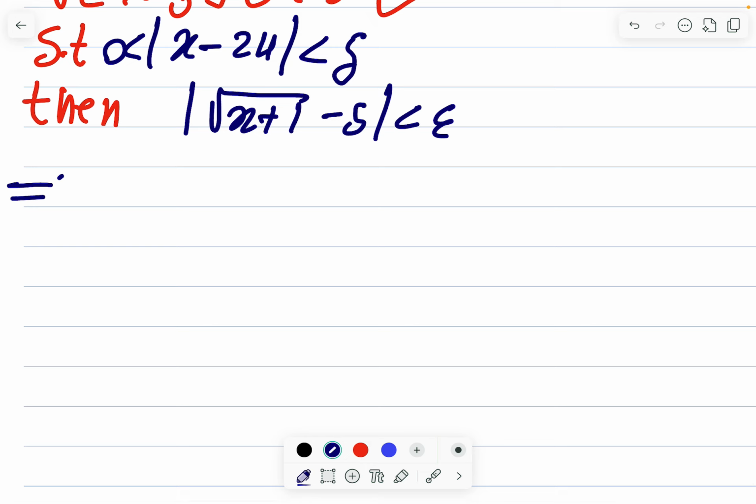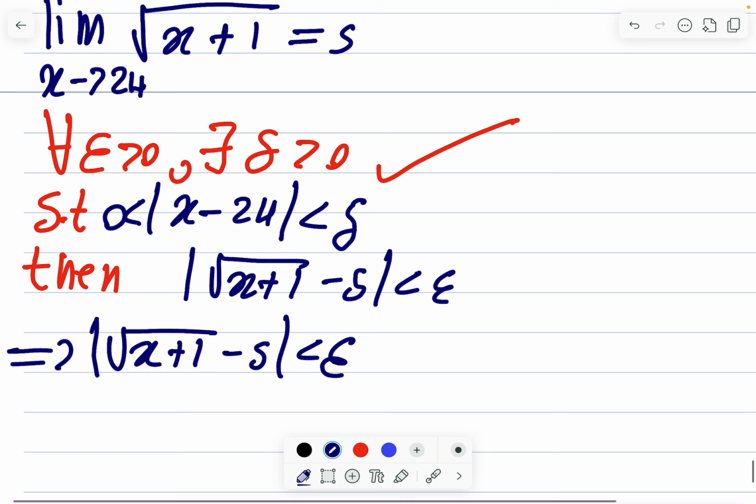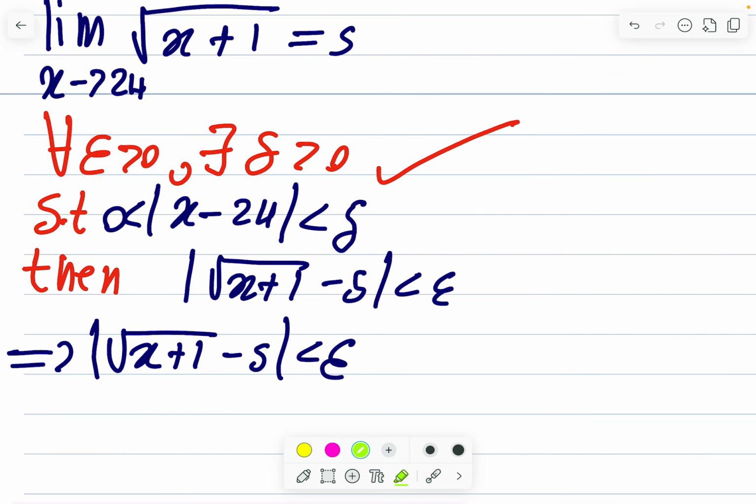This implies that the absolute value of square root of x plus 1 minus 5 is less than delta. So remember, always, what is our goal? Our goal is to find x minus a, which is indeed x minus 24. It means we are forced to find what? To find our goal, which is x minus 24. This is our goal, to find this thing.